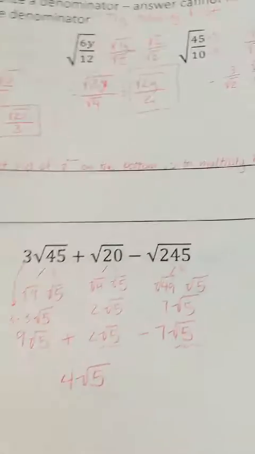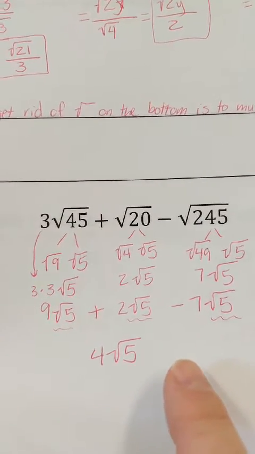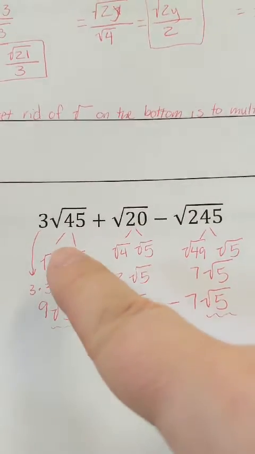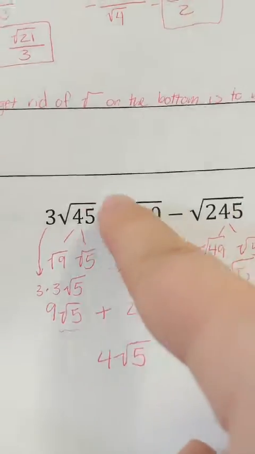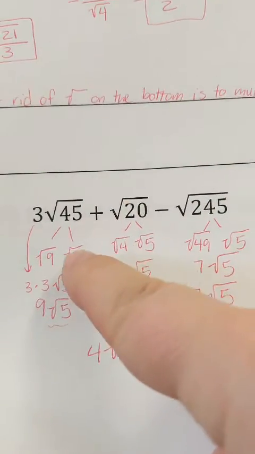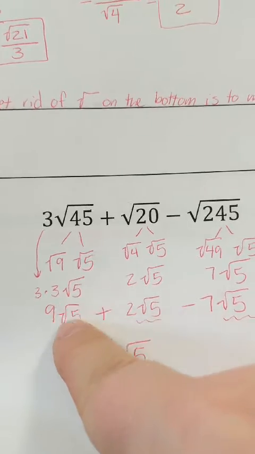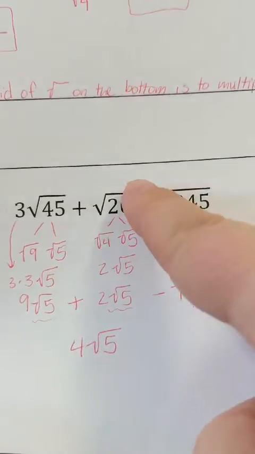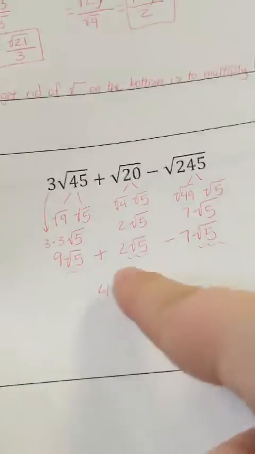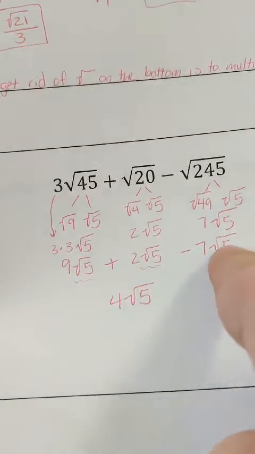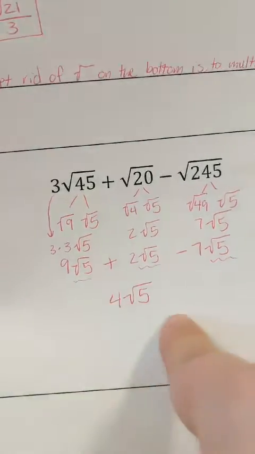Okay? Okay, then finally, and we'll go over this more next time, but when you have square roots, it's kind of like variables. You can't put them together until they're the same number. So you have to break them like we've been doing, and this turned into 9 square root 5. This one to 2 square root 5, and this to 7 square root 5. So now, because they're all the same square root 5, you can just take 9 plus 2 minus 7, and you get 4 square root 5.